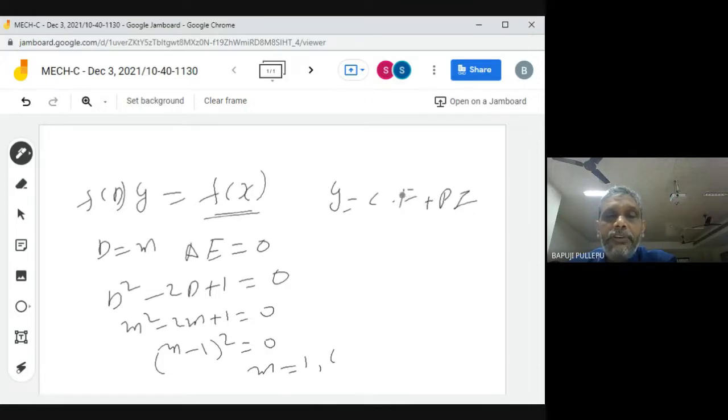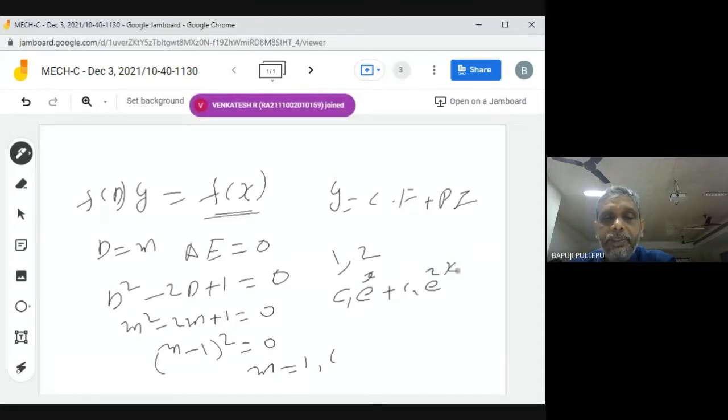For every problem you will have a complementary function. Put D is equal to m, write the auxiliary equation equal to 0. Suppose roots are not repeated, I am getting 1 comma 2, two different roots. So CF, how will you write? C1 e to the power of x plus C2 e to the power of 2x. Correct? Suppose roots are repeated, 1 comma 1.